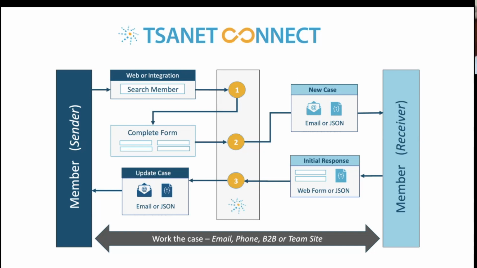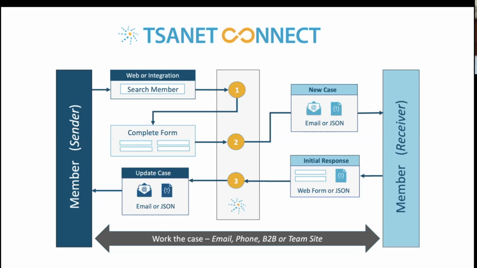So they're going to log into TSANet Connect. They're going to select the partner. They're going to complete their process form. They're going to press submit. It transacts a request over to the receiver, and you get what we call an initial response coming back. And that initial response is, here's my case number, here's my support engineer, here's my contact details, and here's the next steps. So at this point, both the sender engineer and the receiver engineer have everything they need to start to work the case.